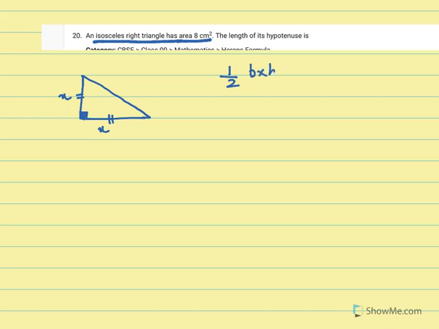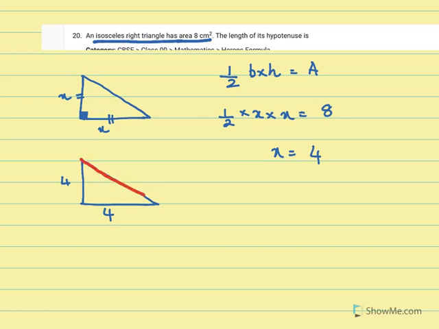So half base into height equal to area. And in this case, half X into X equal to area. Area is given as 8, so I will put here 8. And if you work it out, your X becomes 4. And the next step, this is 4 and this is 4. And we need to find the hypotenuse. So for that we use Pythagoras theorem.